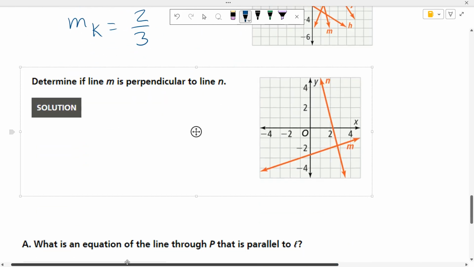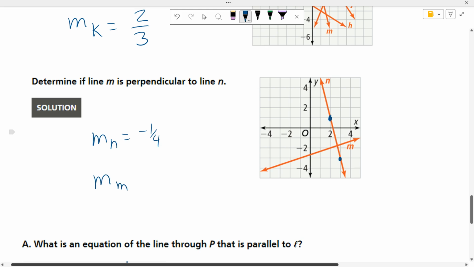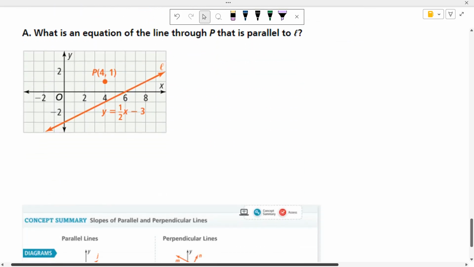Let's look at M and N. It goes through there, goes through there. 1, 2, 3, 4. The slope of M is -4/1, which is -4. Are those opposite reciprocals? No, they are not perpendicular.